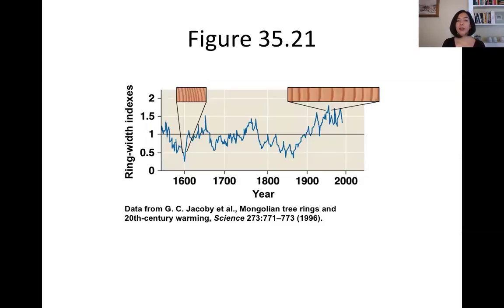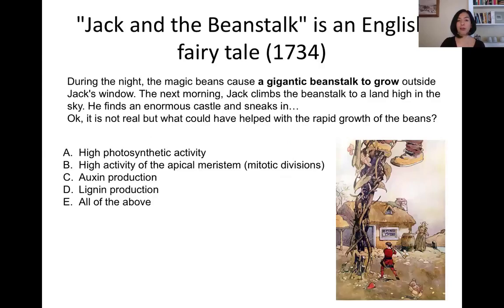And if we plot this data, we can see the thickness, or the ring width index, and the years. So the mega drought will be right here, and we can compare it against other more recent dates when we have more abundant seasons. This is in the Mongolian tree rings, and this is very helpful to us.